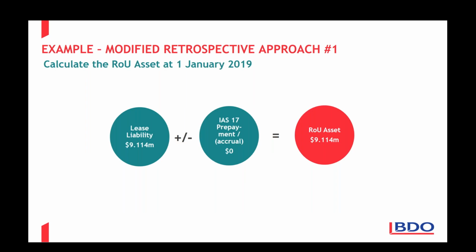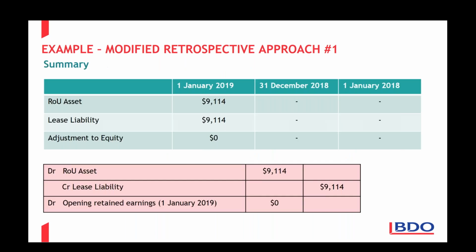If there was an accrual of $1 million, my right of use asset would have been 8114, and therefore my journal would have been debit right of use asset 8114, credit lease liability 9114, and I would have said debit lease liability, that accrual, debit the accrual that's already there of $1 million to get rid of it. So I start with a clean slate. And again, there's still no adjustment to opening retained earnings. So if you are concerned that you don't want to wipe out your retained earnings at the date of application of the new AASB 16, this is the approach.